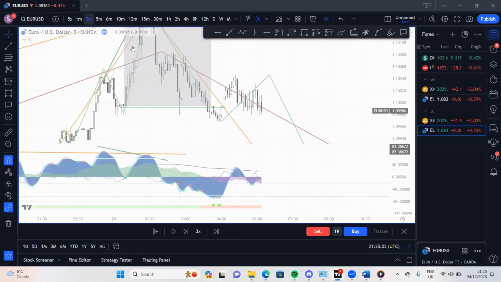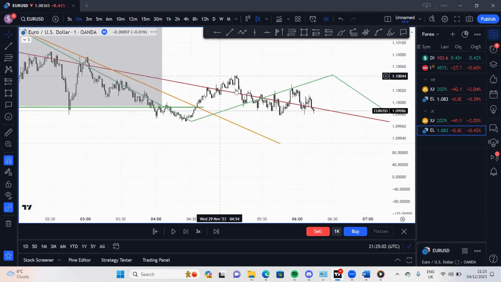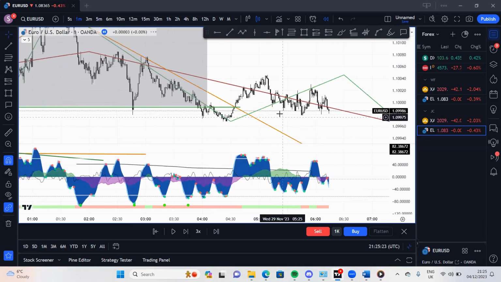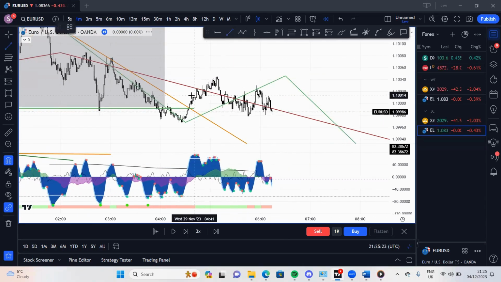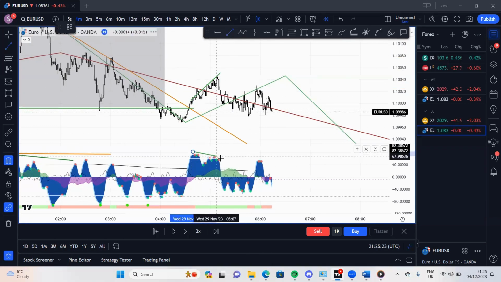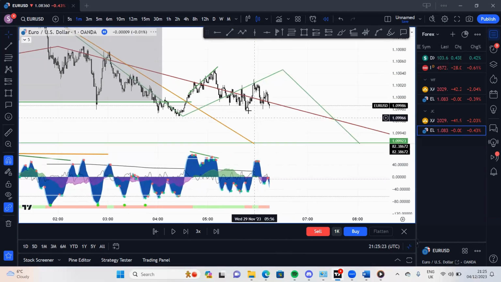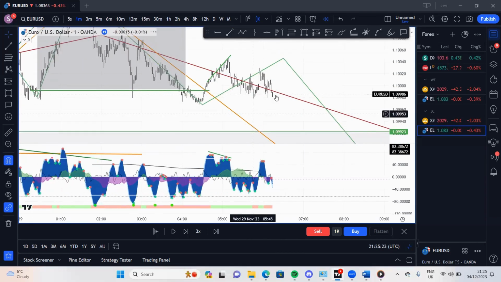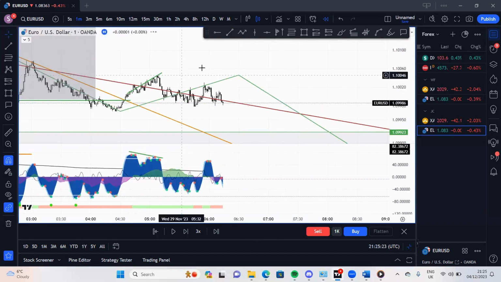The way we can do that is we can go on the 3 minutes, we can go on the 1 minute, and we can see if there is a bearish divergence. There we go. Market Cipher again shows us that as price goes up, momentum goes down. This is a clear indication that price is about to reverse.